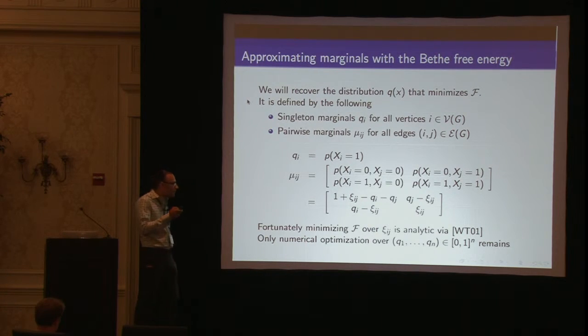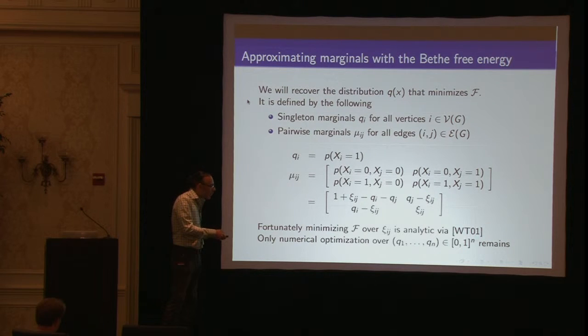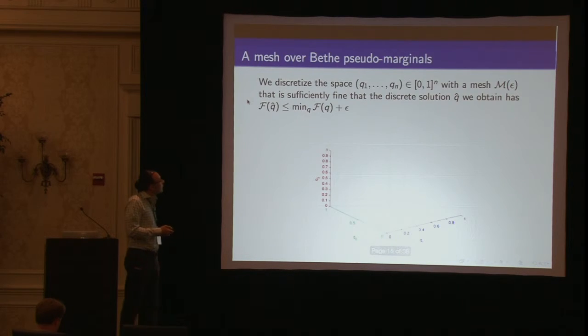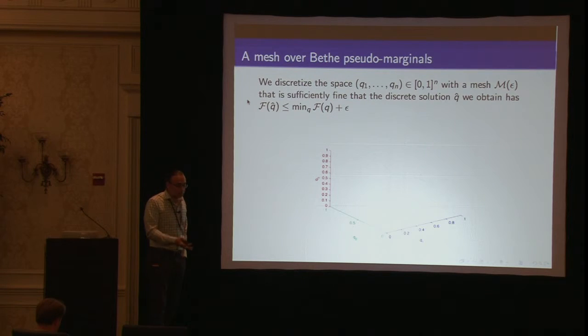So it turns out all I really need to optimize over is n scalar values, q1 to qn. That recovers my q function. Of course, this is still a hard problem because I'm solving this optimization problem over n scalars. And loopy belief propagation is trying to do this in a greedy way and getting stuck. So we said, let's try to find an algorithm that's global, that doesn't get stuck.